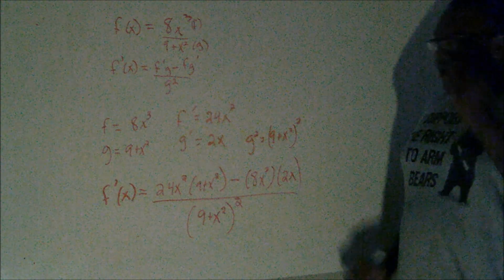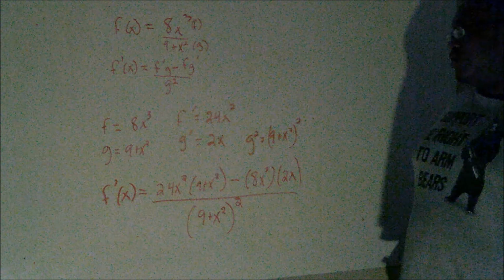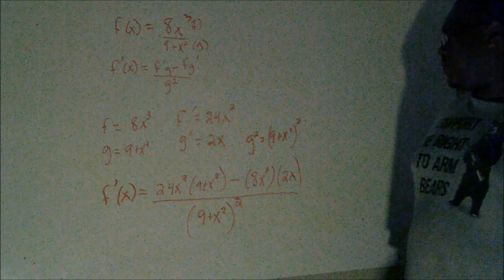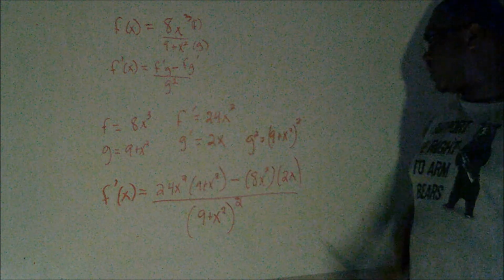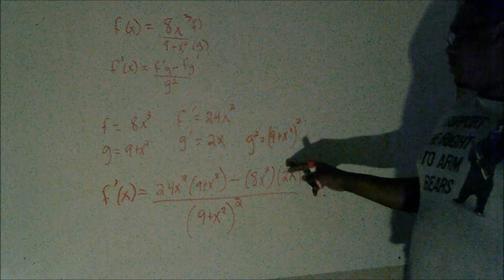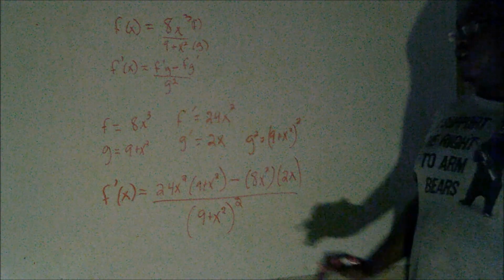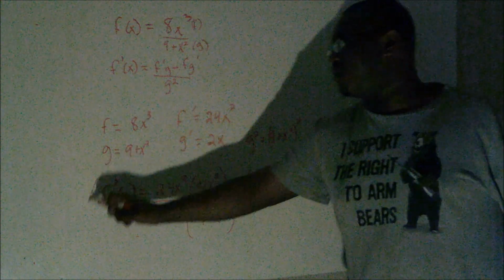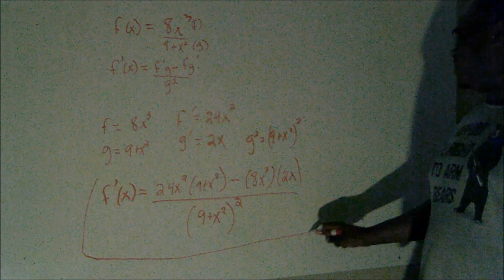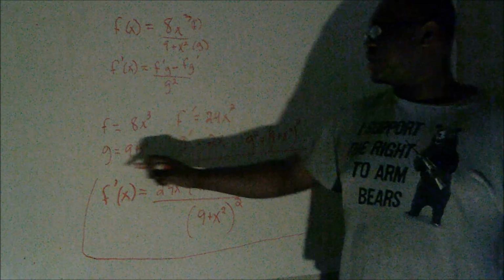So once again, like I said in the last problem, if your professor wants it in its most simplest terms, you're obviously going to have to distribute the 24x squared and distribute this 2x and distribute this square here. But if they don't, this answer is perfectly fine. We have f prime of x is equal to this expression right here.